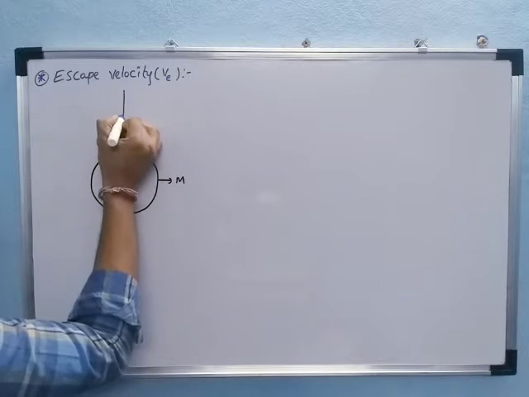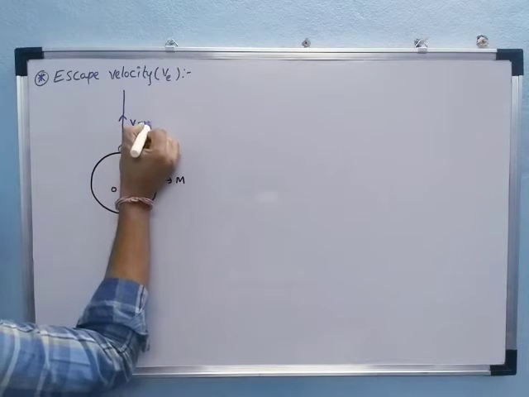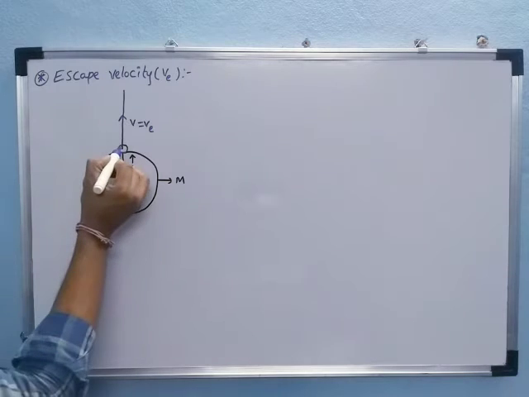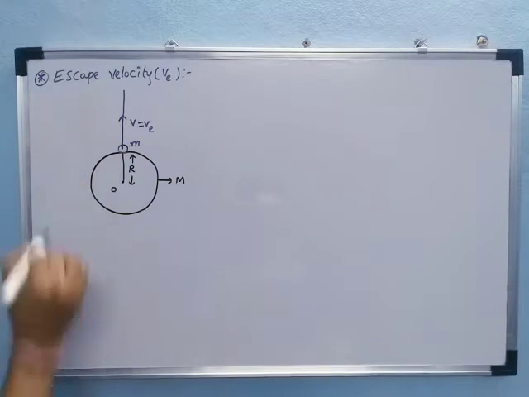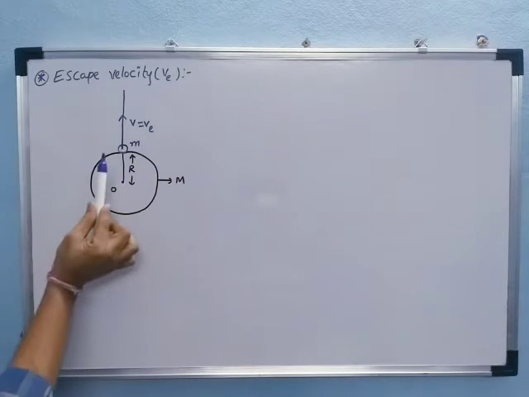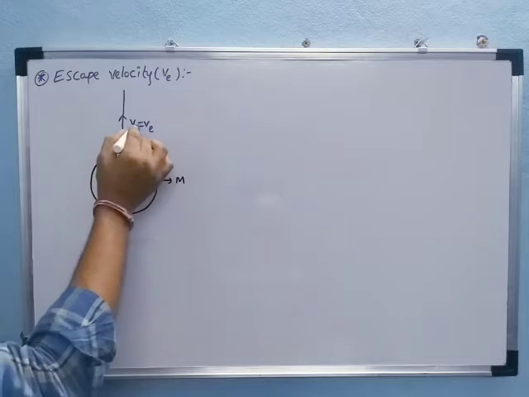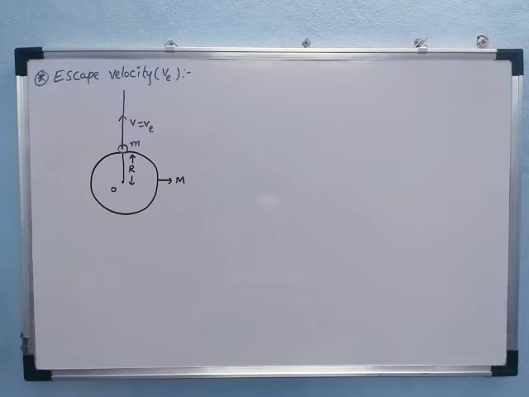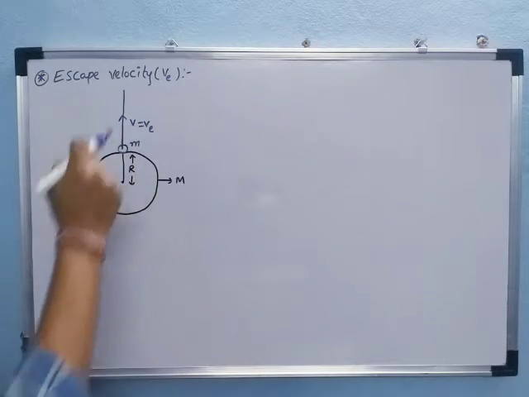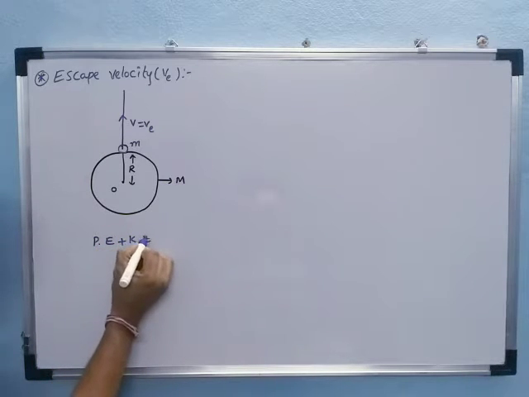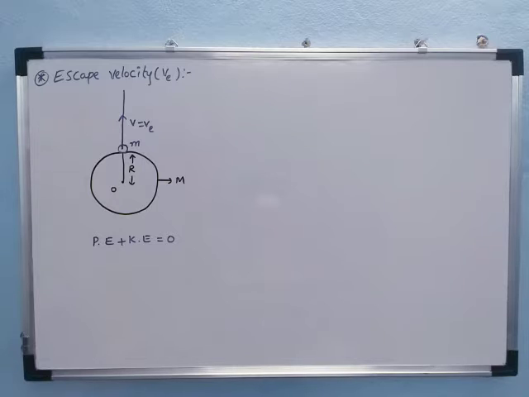This object is moving vertically upwards with velocity v equal to ve, where ve is nothing but the escape velocity, and the mass of the object we consider as small m. When it moves vertically upward, its potential energy is decreasing and converts into kinetic energy. That means the total energy remains constant, so potential energy plus kinetic energy is equal to 0.